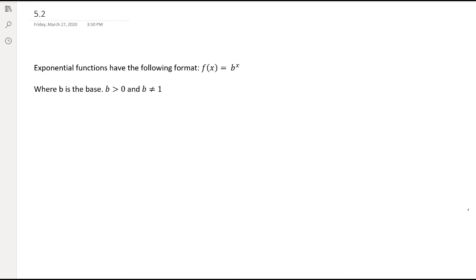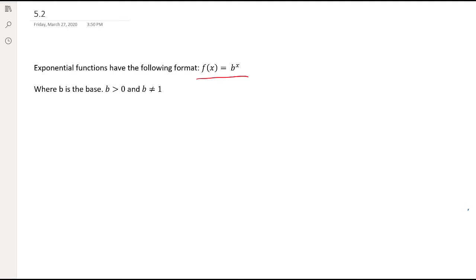Okay, folks, in this video we're going to go over exponential functions. Alright, exponential functions, what do they look like? Exponential functions have the following format. An exponential function is where we have f of x is equal to b raised to the x power. Basically, an exponential function is a function where the power, the exponent, is variable. This b in this formula is called the base.